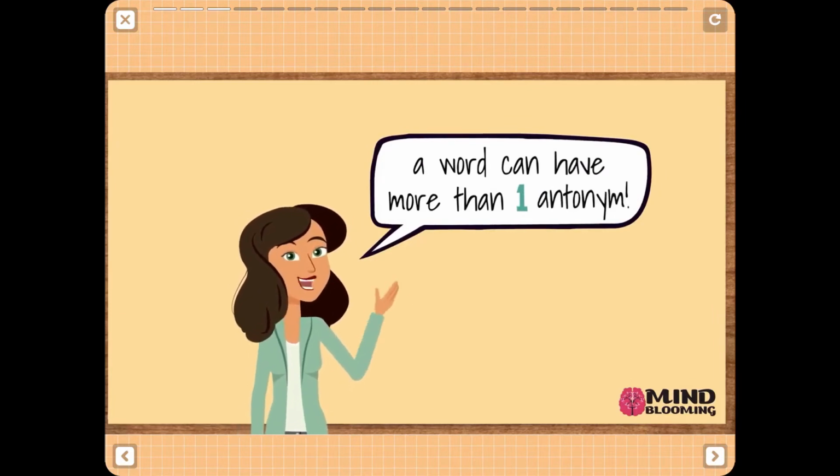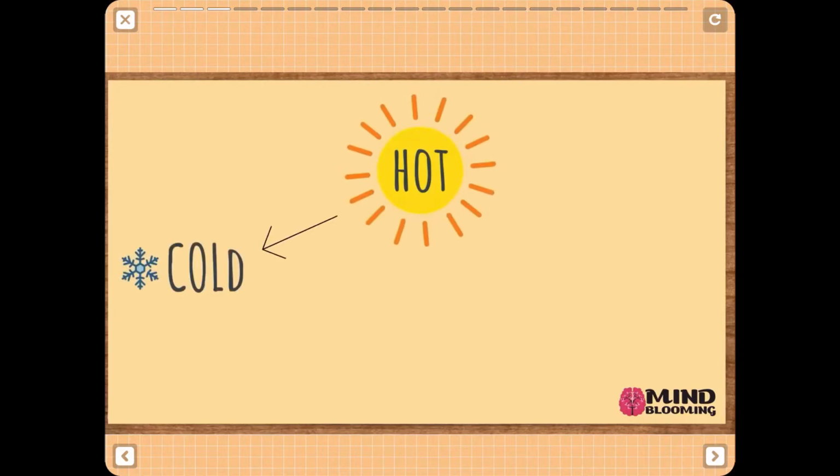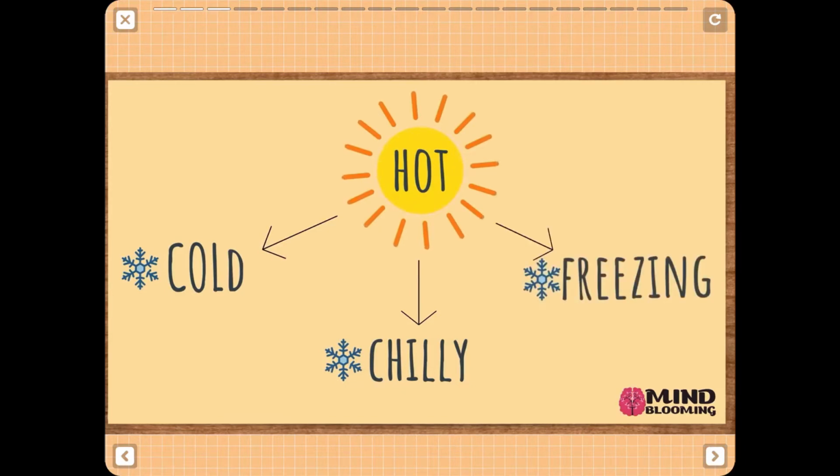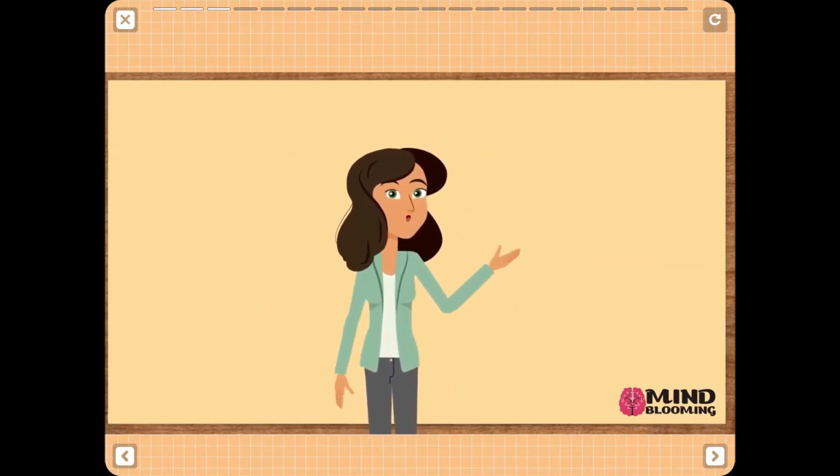Let's take a look at an example. The word hot is the opposite of the word cold, and the word chilly, and the word freezing. So the word hot has more than one antonym. See if you can find the antonyms in the following examples.